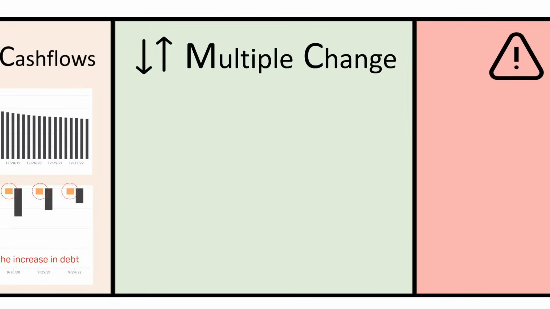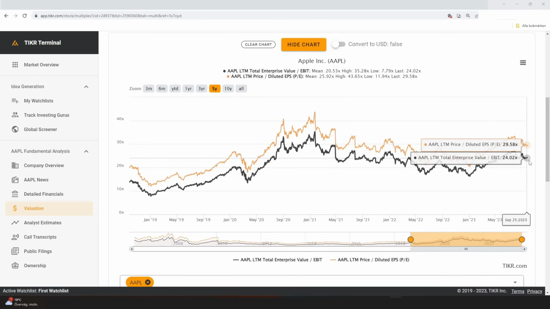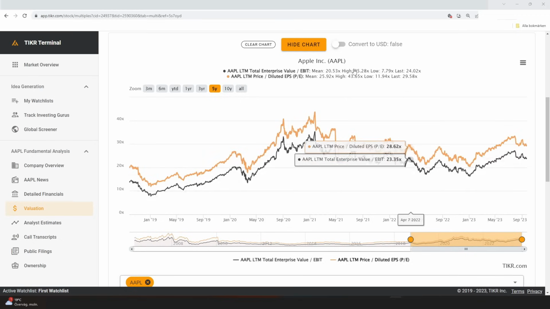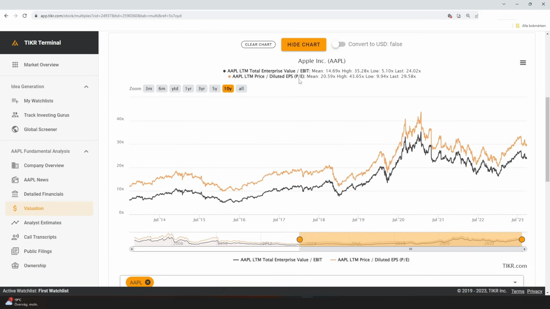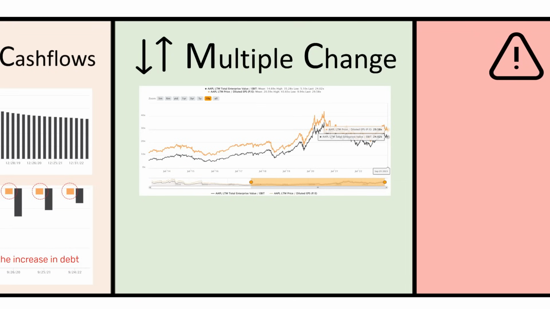Apple currently trades at EV/EBIT 24 and PE 30. This is higher than their 5-year historical averages of EV/EBIT 20.5 and PE 26, and much higher than their 10-year averages of EV/EBIT 15 and PE 20.5. As mentioned before, we like to compare a company's current valuations to both its historical averages and to competitors.